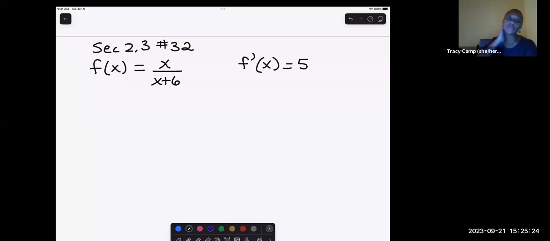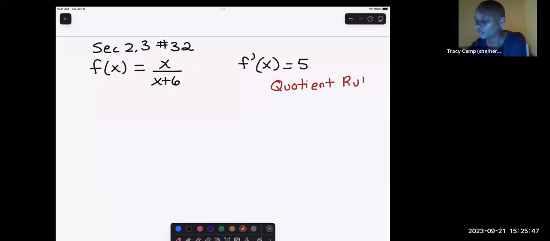All right, so in order to find out when the function's derivative is equal to 5, I actually have to find out what the derivative is. So that's the first thing I'm going to do: find the derivative. And I'm noticing that this function is a quotient, so I'm going to use the quotient rule to find the derivative.